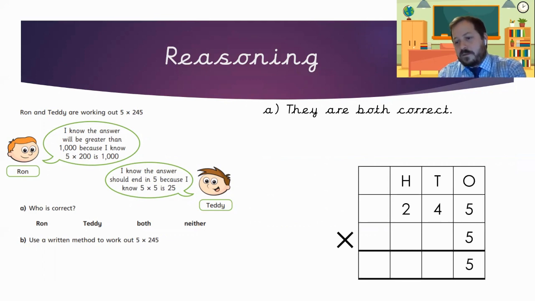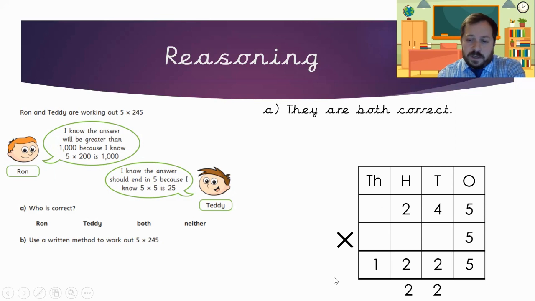Then we can use our written method in order to find it out. We do 5 times 5, which is 25, and there's our 25, you can see it there. Then we do 5 times 4, which would be 20, but we're going to add that 2 onto it to make it into 22. And then finally, we can do 5 times 2, which is 10, plus that additional 2, which is 12, and there's our 12 because we have nothing else in the thousands column. So our answer is going to be 1,225.